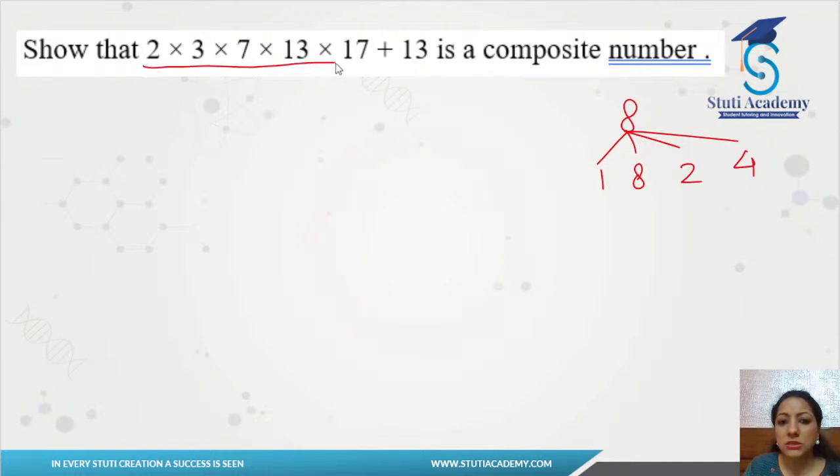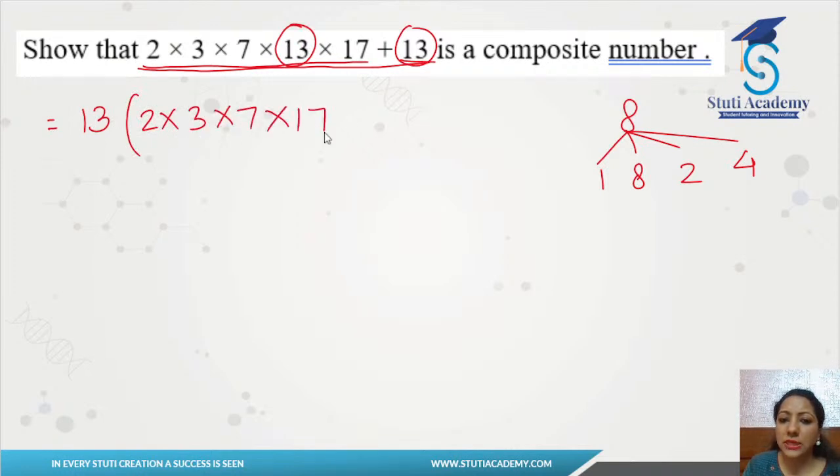Either you multiply this entire thing, then add 13 and then prime factorize it and then say that it has more than 2 factors. But that's a tedious method. As we can see, this is given in the form of an expression where we have this 13. This is the common thing. I'm going to take out this 13 and then I will have 2 into 3 into 7 into 17 plus 1.